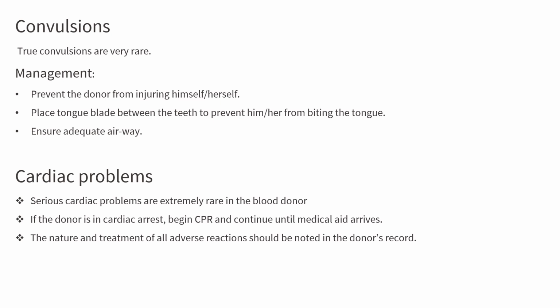Convulsion. True convulsions are very rare. How can you manage it? Prevent the donor from injuring himself or herself. Make the donor lie in the left lateral position. Place a tongue blade between the teeth to prevent biting of the tongue. Ensure an adequate airway. Cardiac problems, serious cardiac problems, are extremely rare in blood donors.